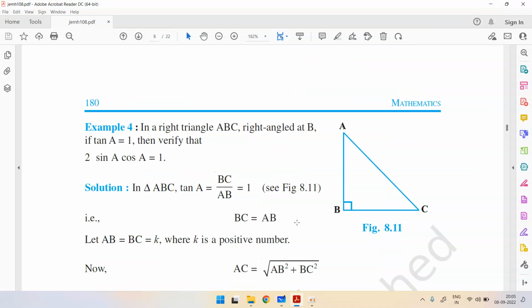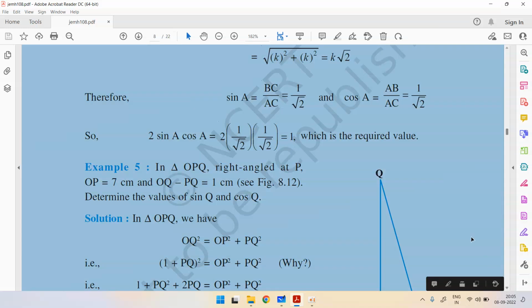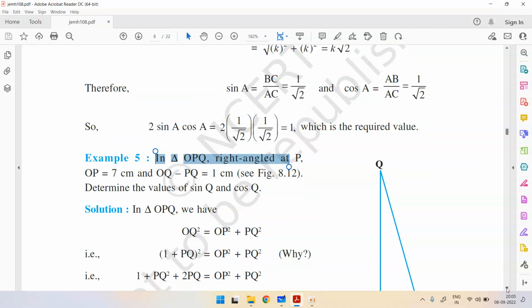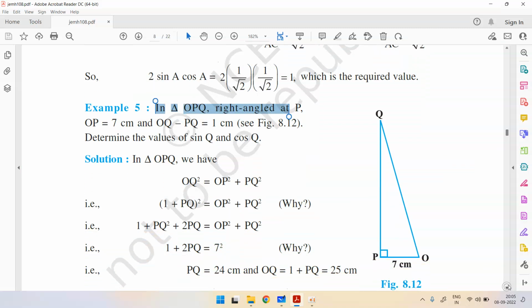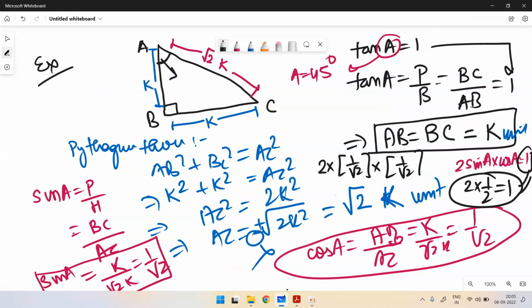They've also done the same thing, but you can even take it to be the angle. Now in the triangle OPQ, right angle at P, it's given that OP is equal to 7 centimeters, and OQ minus PQ is 1 centimeter. Determine the value of sine Q and cos Q. Simple. Nothing special in this question also.